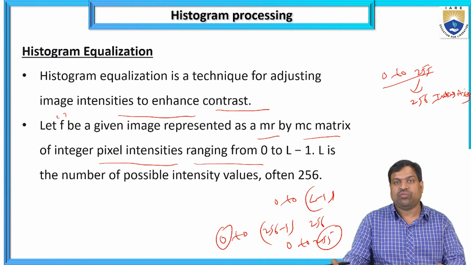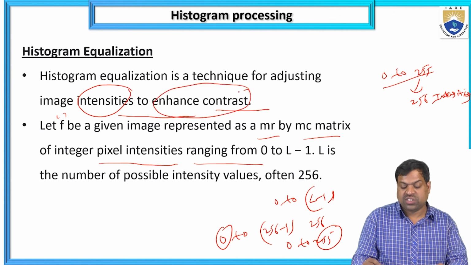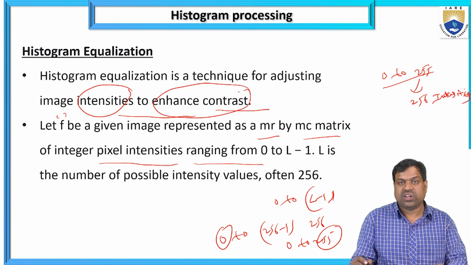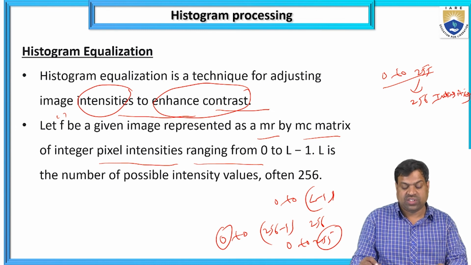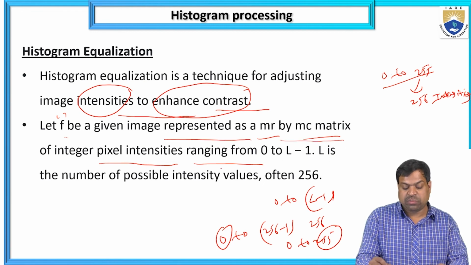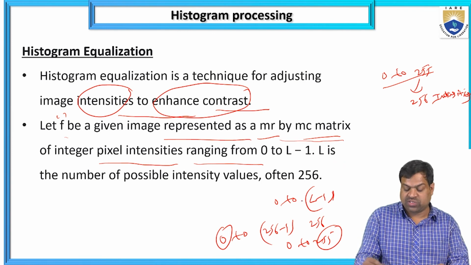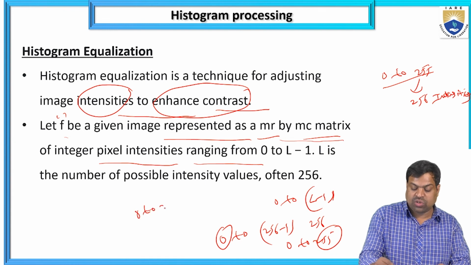It is a technique for adjusting image intensities to enhance the contrast levels. So what is the equation here? Here I take F as given, represented as an MR by MC matrix, and the range is 0 to L minus 1. Here L is the number of possible intensity values. Here I am taking 0 to 255.